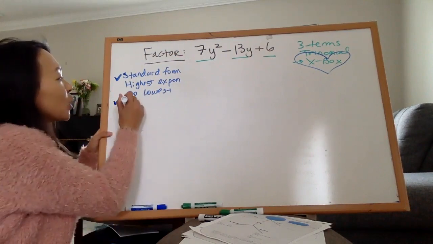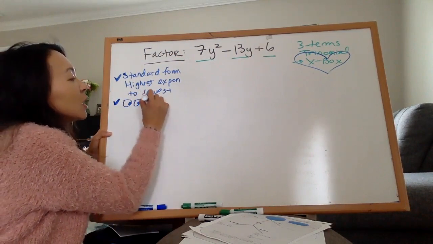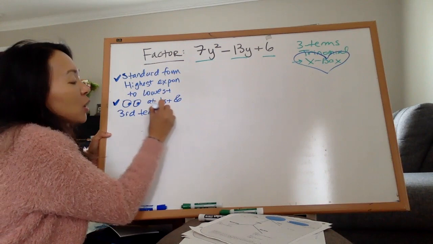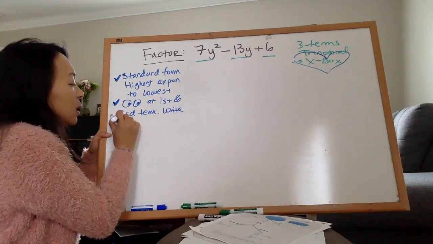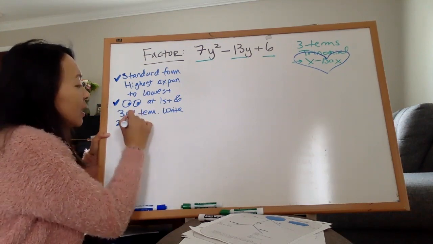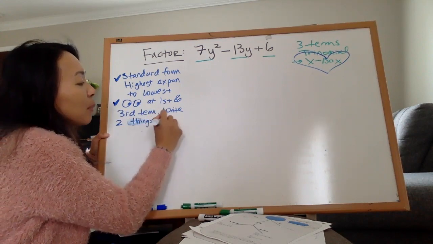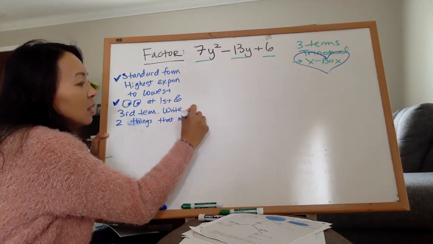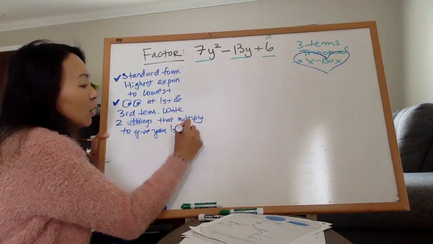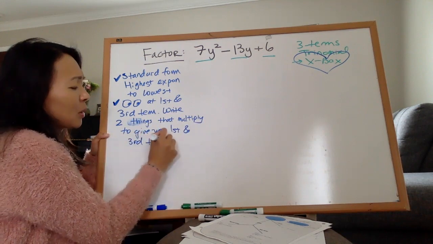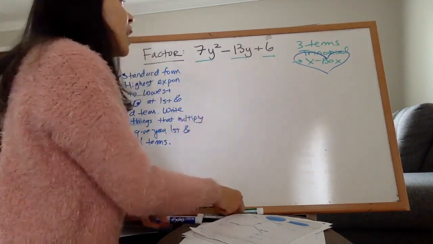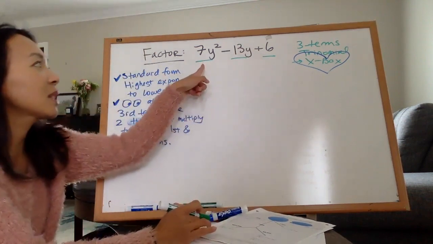The second step is you are going to look, those are eyeballs, at the first and third terms. And you're going to write down two things that multiply to give you the first and third terms. That sounds more confusing than what it is. I'm going to look at the first term and the last term, and I'm going to ask myself, what two things multiply to give me 7y squared?